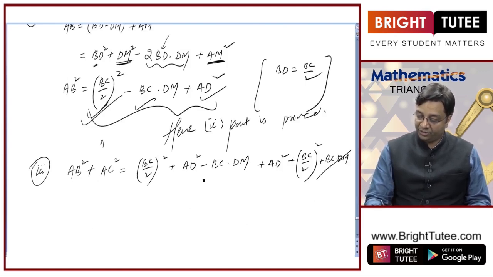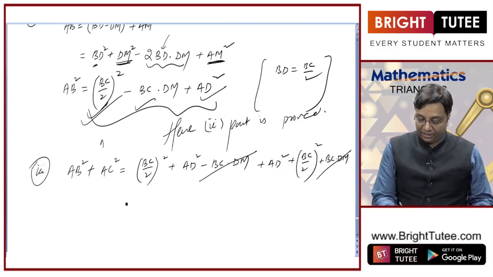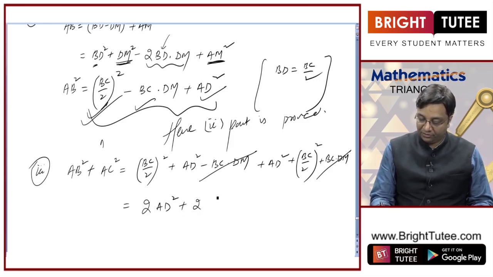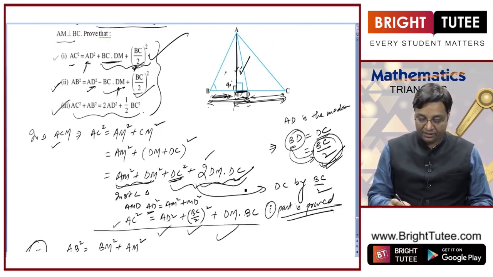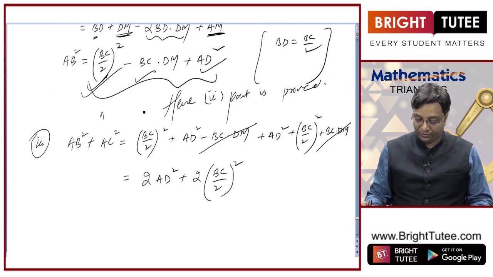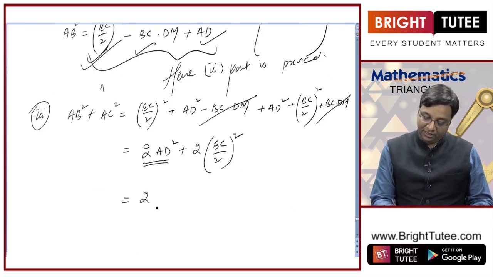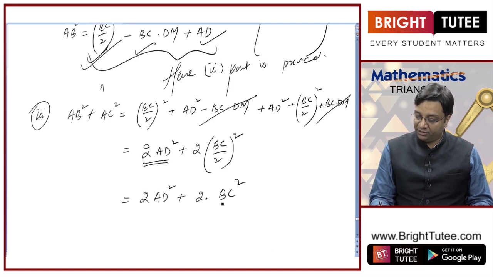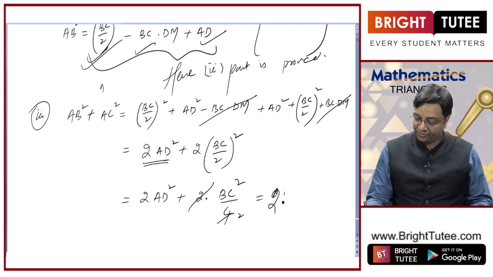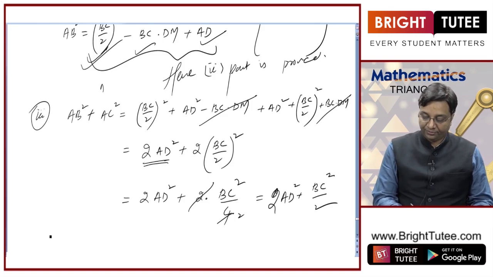So BC into DM, as you can see, can be cancelled. Now if I club the remaining part, 2 AD square plus twice of (BC by 2) whole square, is this the format that we require the result in? 2 AD square plus BC square by 2. So I got 2 AD square, let me open this bracket, 2 AD square plus 2 into, this can be written as BC square by 4. Now this can be cancelled and this is the desired form, 2 AD square plus BC square by 2, right?